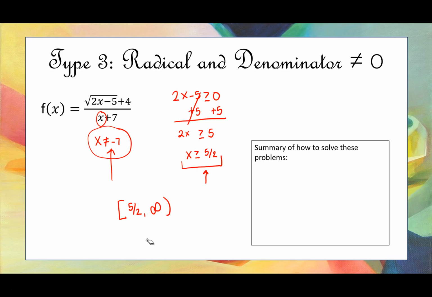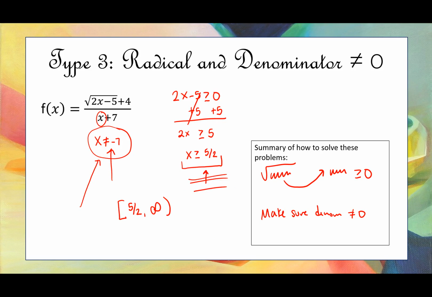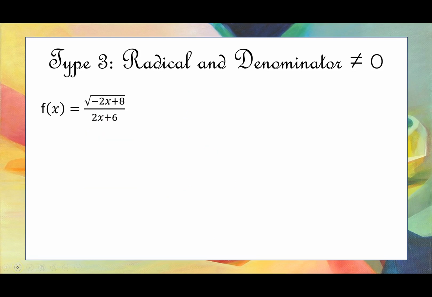So a quick summary of how to solve these. Just make sure you set the thing under the radical, the expression, to be greater than or equal to 0. Okay, and then you also have to just make sure the denominator is not equal to 0. And sometimes that thing won't be in this interval right here, and sometimes it will be. All right, let's try another one.